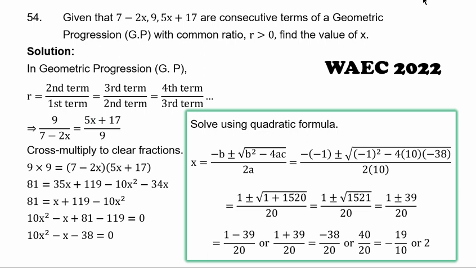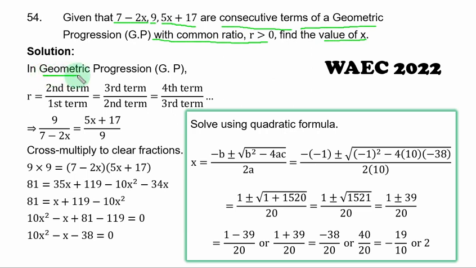Example 54. Given that 7 minus 2s, 9, 5s plus 17 are consecutive terms of a geometric progression, GP, with common ratio greater than 0. Find the value of s. Solution.